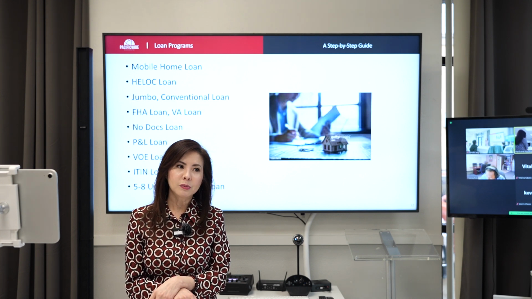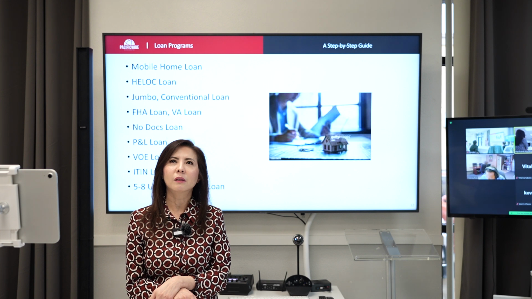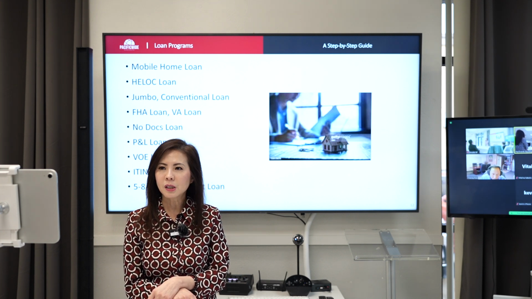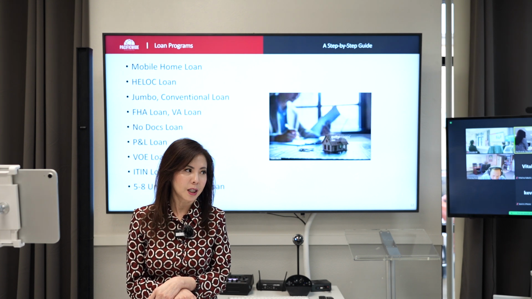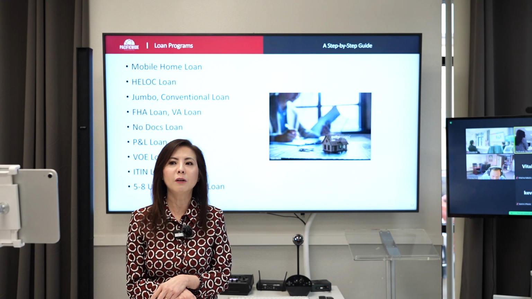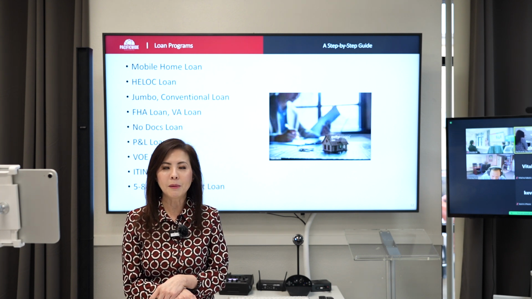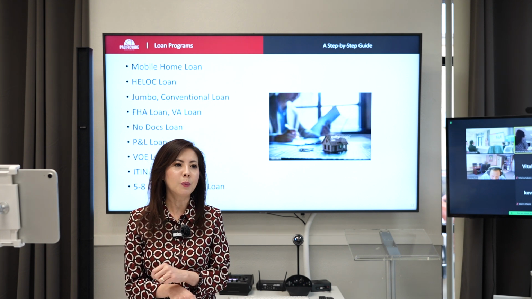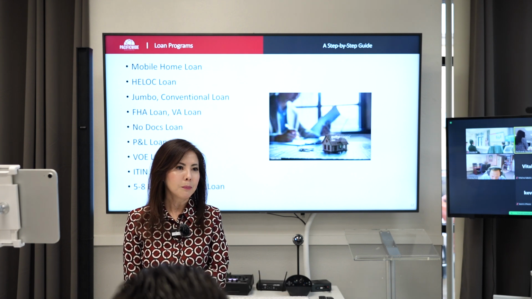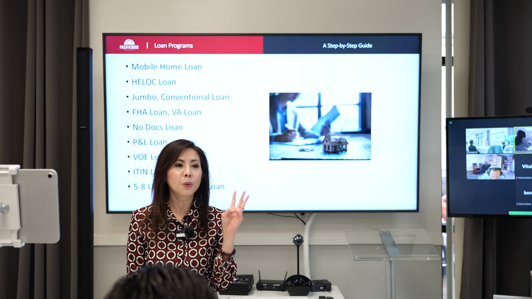Our jumbo loans now have very good rates as well. Now conventional loan, we can do FHA loan. FHA loan is for homeowners who have a low down payment. Low down payment meaning they only have 3.5% for down payment. By the way, for conventional loans, the minimum down payment is 3%.